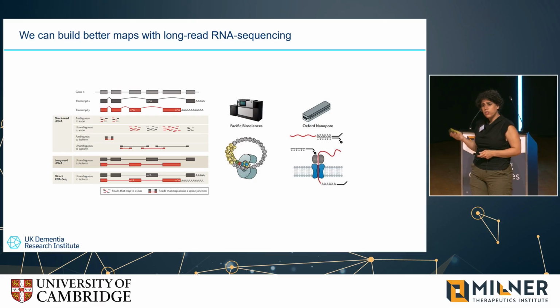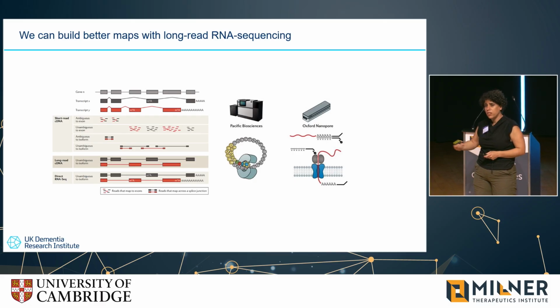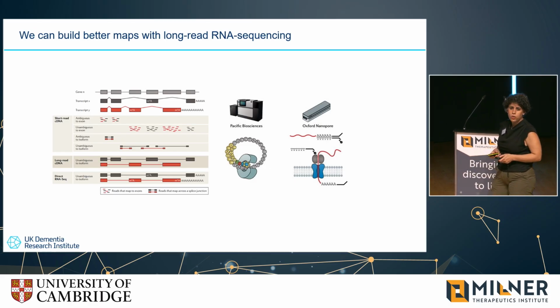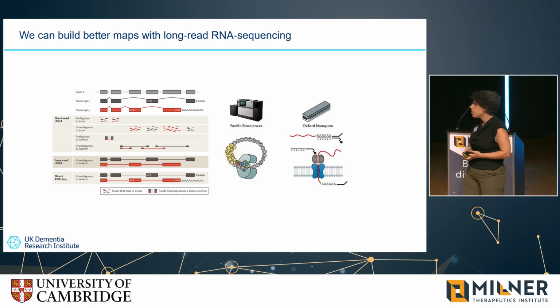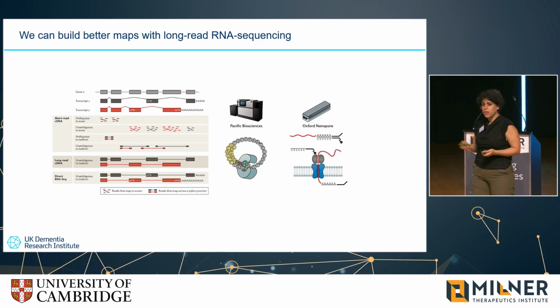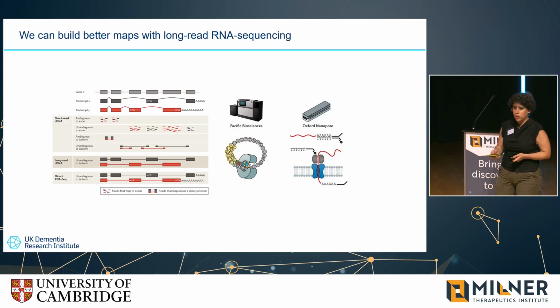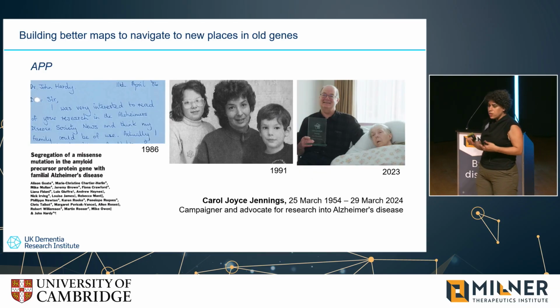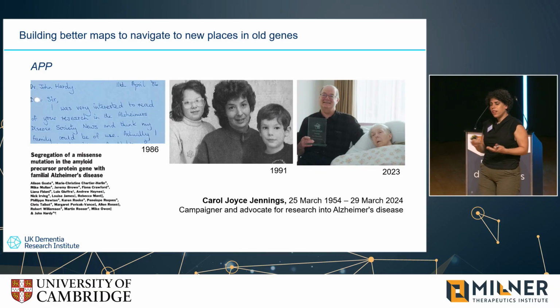We can build better transcriptomic maps because, as was mentioned before, technology has changed. Technology often drives these discoveries. And we now have 2 different long-read sequencing technologies available to us, Pacific Biosciences and Oxford Nanopore, which are readily available and have long-read RNA protocols. So if we want to build better maps and navigate to new places, I'm going to tell you about a few stories.